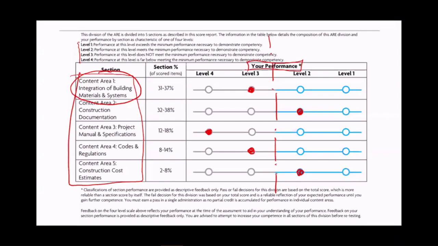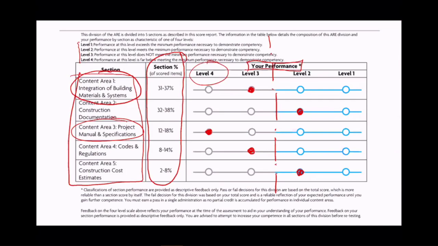So in theory, if you get a level 4, you might say, okay, I need to actually focus on content area 3 because I got a level 4 in it. But in actuality, because every question is worth 1 point, what you really want to look at is this column here, the percentage of the scored items that come from that particular section.